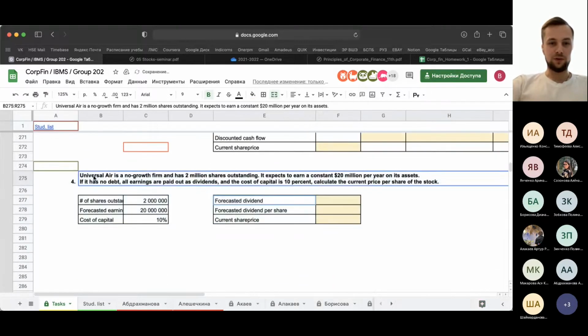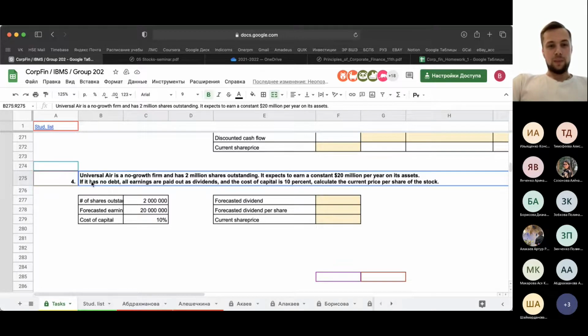Well, let's discuss the Universal Air Company. It is a no-growth firm, which means that it's not growing, and the dividend also doesn't grow. It has 2 million shares outstanding, and it expects to earn a constant 20 million per year on its assets. So the profit of the company will be constant at 20 million per year, and the return on the assets will also be constant.